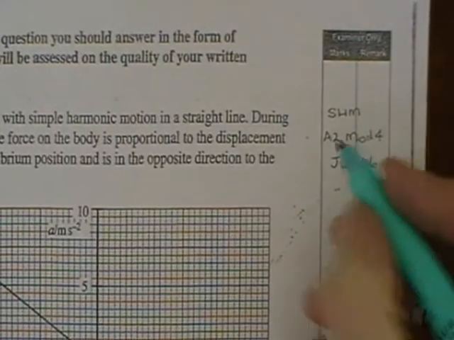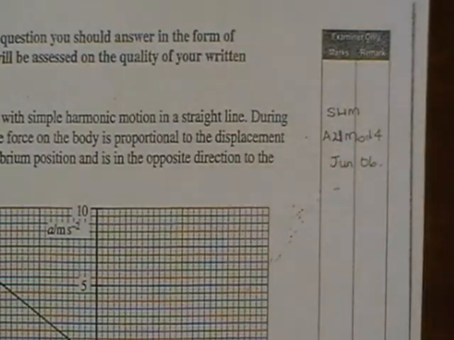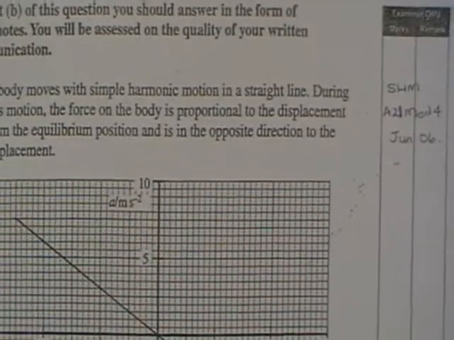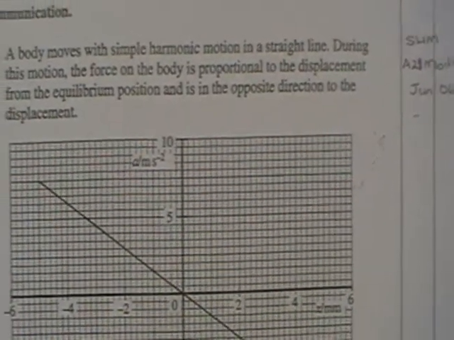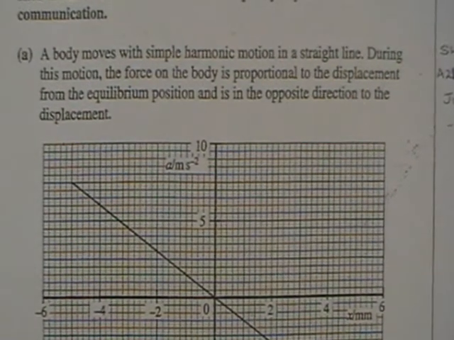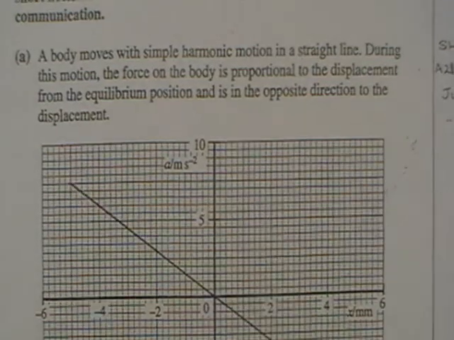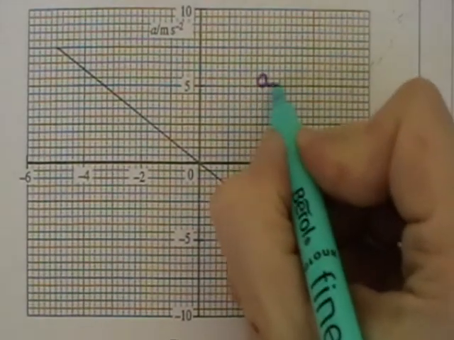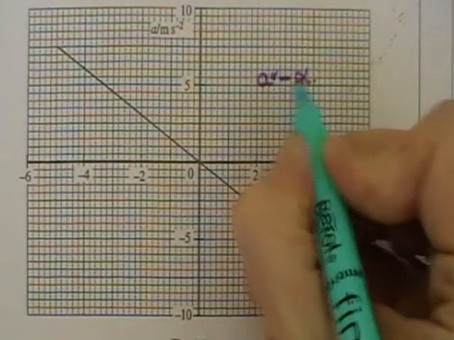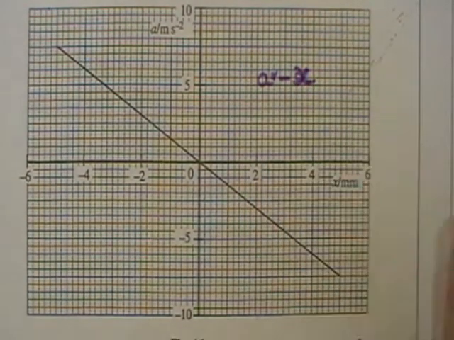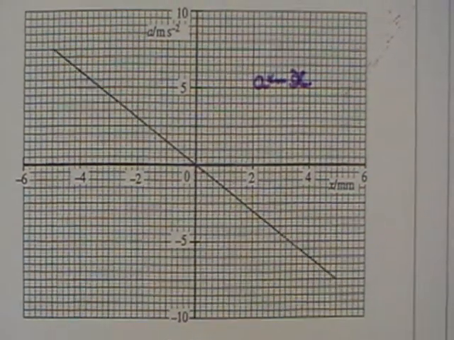This is Jun 2006 A21. A body moves with simple harmonic motion in a straight line. During this motion, the force on the body is proportional to the displacement from the equilibrium position and is in the opposite direction to the displacement. So here you have an a proportional to minus x graph. You can see that a is proportional to minus x there.